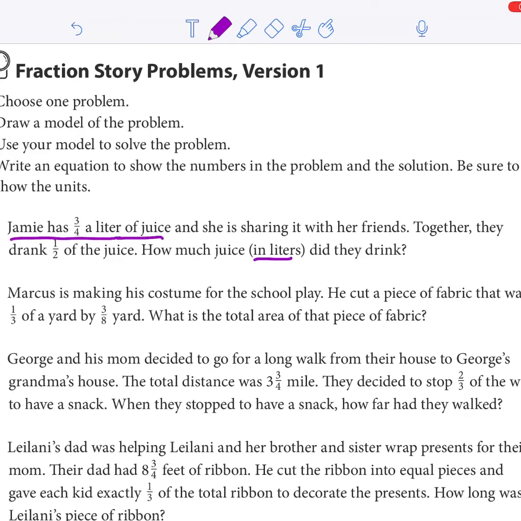I think it's also important to know that she's sharing it with her friends and that they drank half of the juice. Okay? So I'm going to take my highlighter and underline how much juice in liters did they drink, because that's what I need to find out. So the numbers that I'm going to be working with here are 3/4 times 1/2. Pause for a minute and write this as an equation. Brainstorm how you think you're going to solve this, because remember, we have to draw a model, use the model to solve, and then write an equation. So let's plan this out, okay? Go back to your notes.